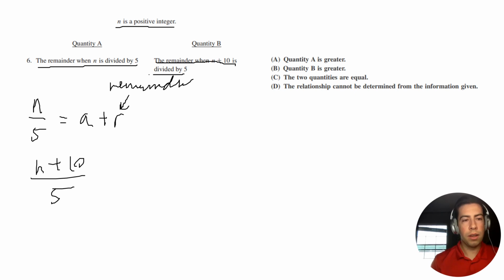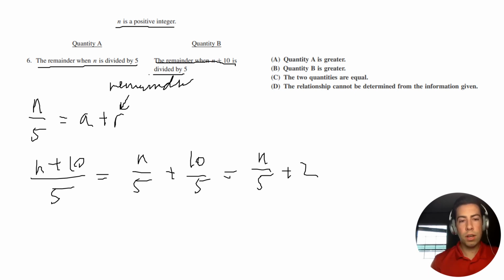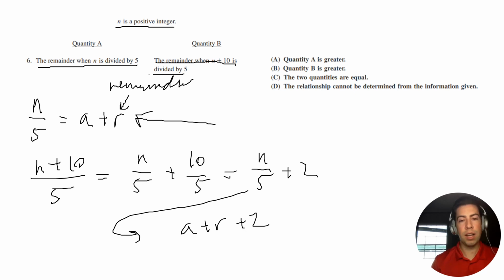All right, guys, now, if you watch my video on addition, you'll know that this can be broken up into n over 5 plus 10 divided by 5, right? And this is equal to n over 5 plus 2. So here's the thing. We don't know what n divided by 5 is, because we don't know what n is, but we do know previously that n divided by 5 has to equal a plus r. So I'm going to come down here and say this is just a plus r plus 2.